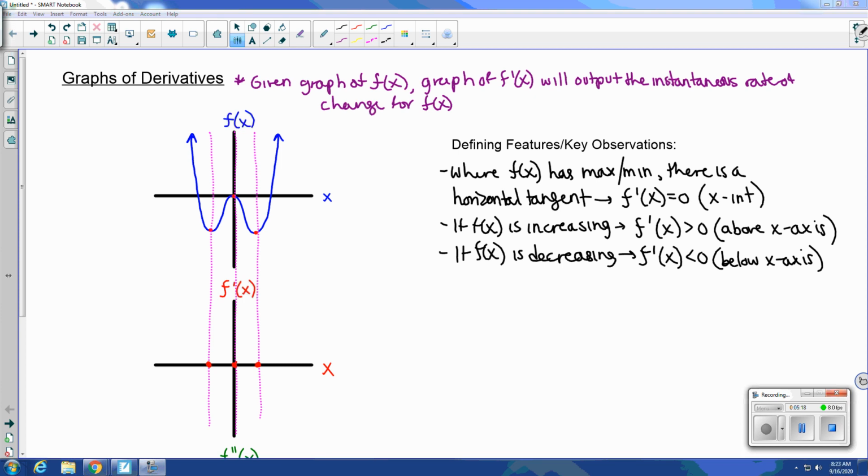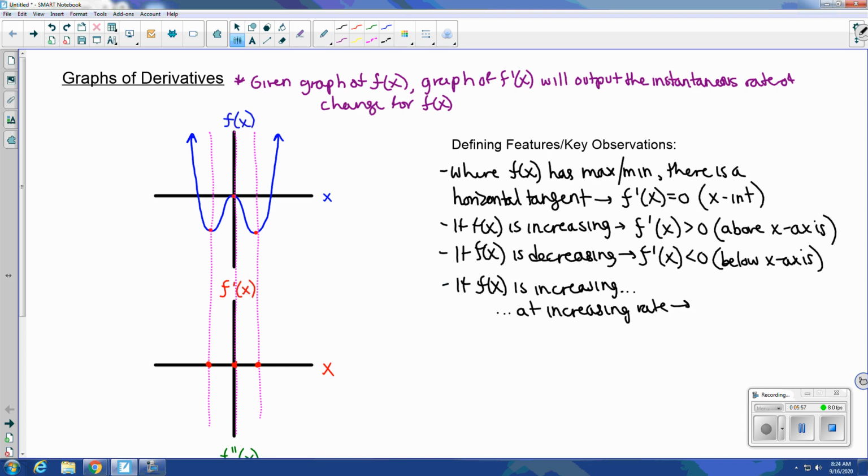Now we need to look at the rates of change of the rate of change in order to get the most accurate picture. So we're going to take this part a little slower because this can be a little tricky. Let's break down again. If f of x is increasing, and we're going to look at two scenarios. Increasing at an increasing rate, at a decreasing rate.